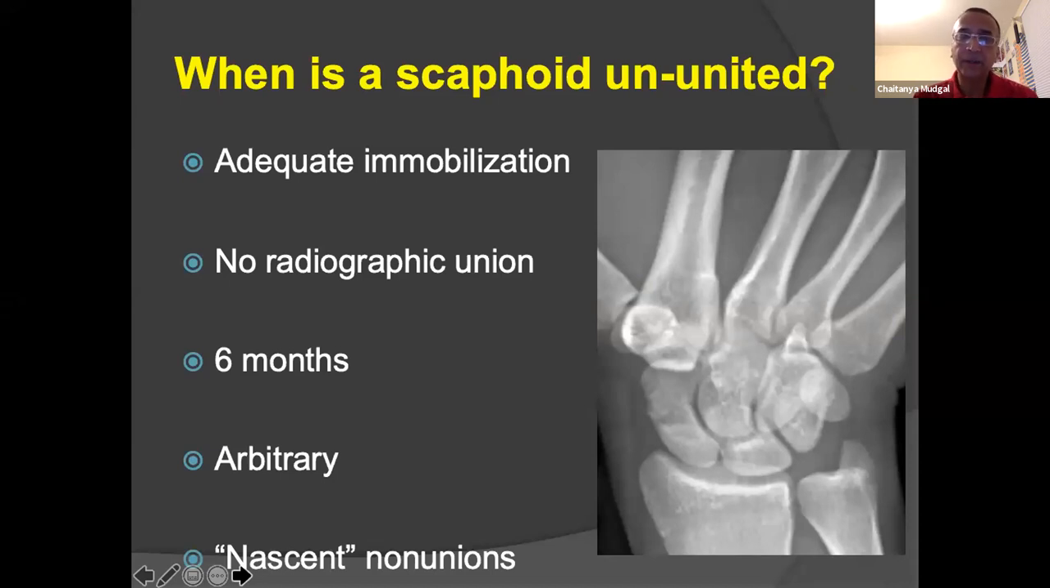But you have to remember that the 6 month guideline is really a very, very arbitrary guideline which has been taken from long bone data. It's nothing to do with the scaphoid really. So it's a very arbitrary guideline. And then the question is, if you see no evidence of union at 3 months or 2 months, should you really persist with non-operative treatment? I.e., can you consider this an impending or a nascent non-union? I tend to do that.